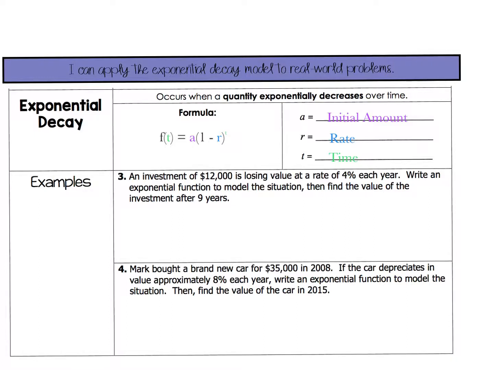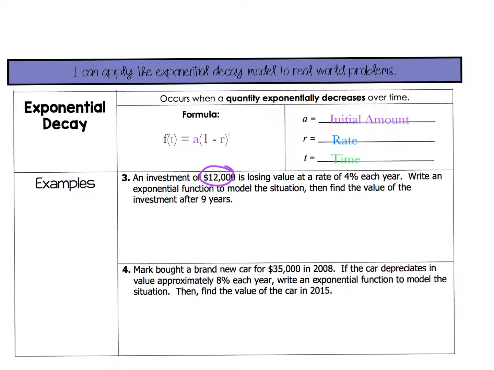All right, so let's go ahead and apply this to some situations. So an investment of $12,000, so that is my initial amount, is losing value. So losing value tells me that it is decaying at a rate of 4% each year. So this is decay.